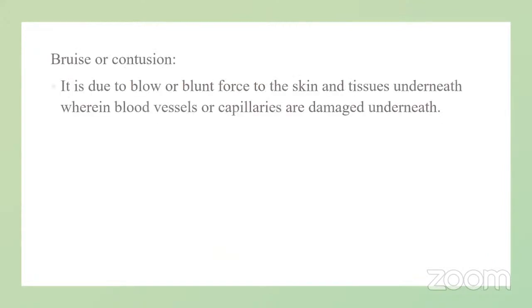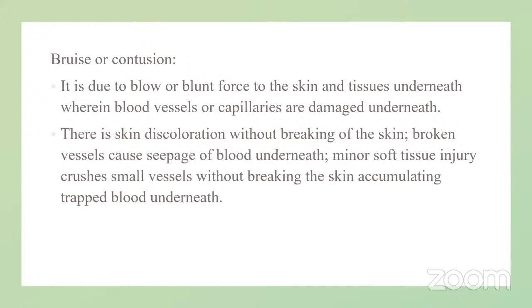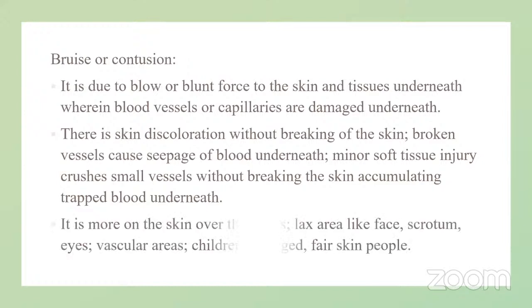So I wanted to stress the difference between bruise and hematoma. So first we'll see what a bruise is. Bruise or contusion is due to a blow or blunt force to the skin and tissue underneath, wherein blood vessels or capillaries are damaged. Then there is skin discoloration without breaking of the skin. Broken vessels cause seepage of blood underneath. Minor soft tissue injury crushes small vessels without breaking the skin, and accumulating and trapped blood will be present underneath.